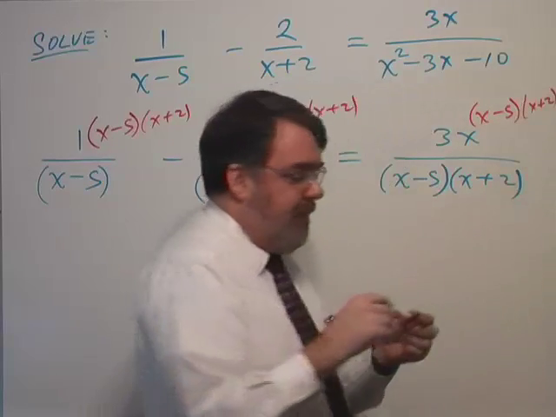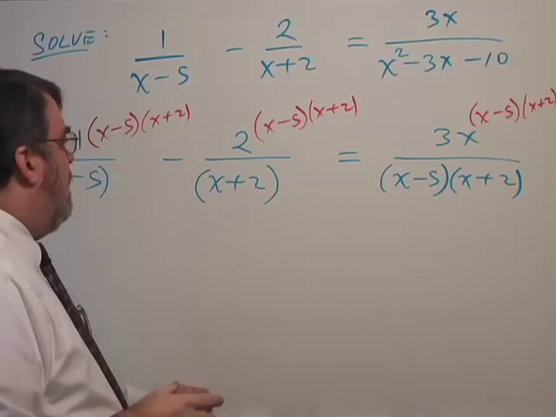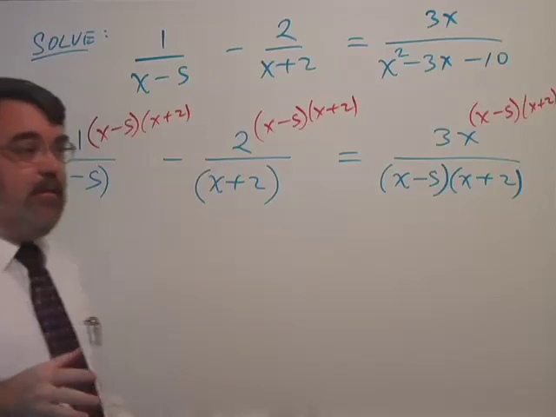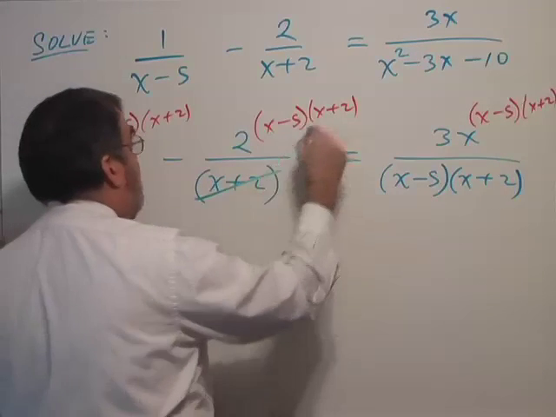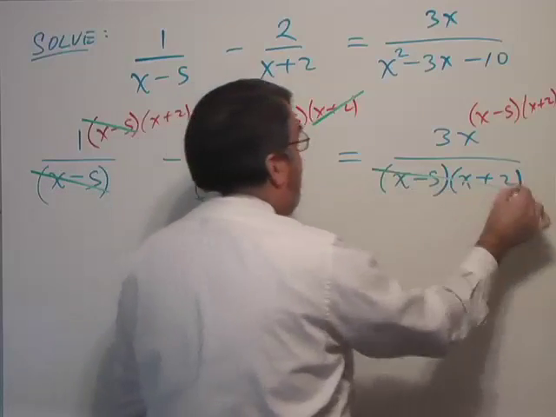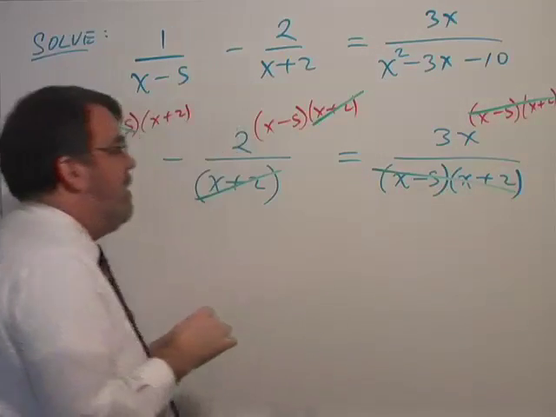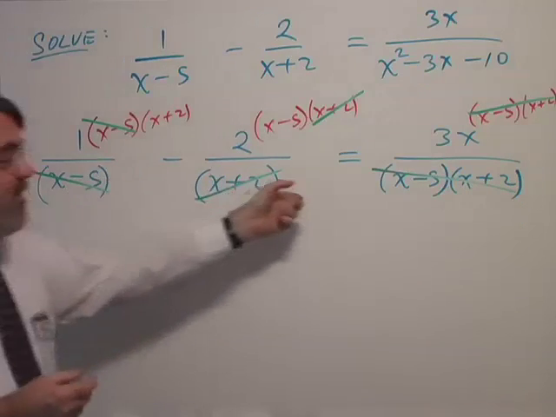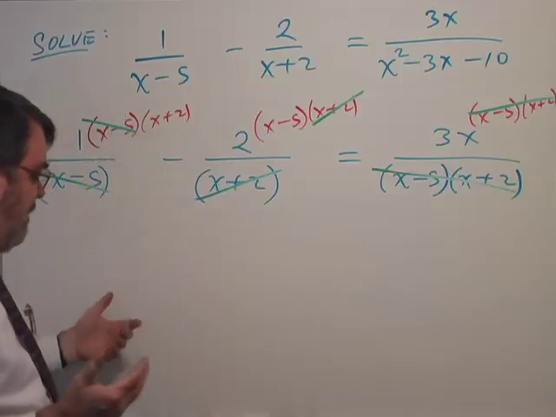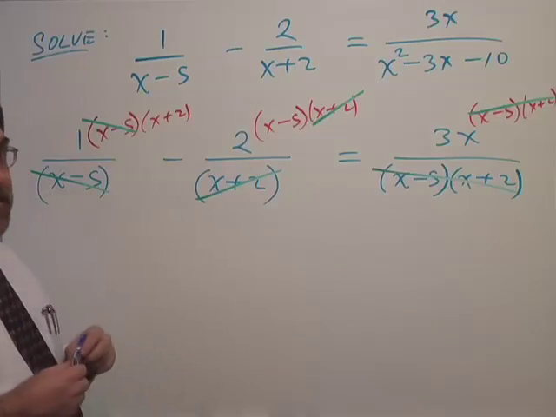I like to show this step, because now you can see everything cancel off very nicely here. This x minus 5 cancels that x minus 5. Here the x plus 2 cancels. And here both factors cancel. So that eliminated our fractions. The denominators have been eliminated, but just ones now, and I don't need to write the ones. I'm dividing by 1, I don't need to even think about it.